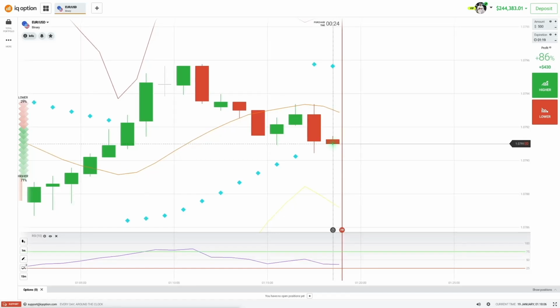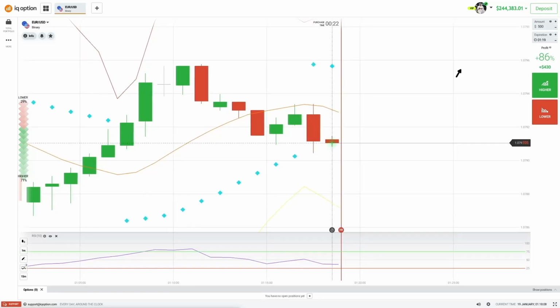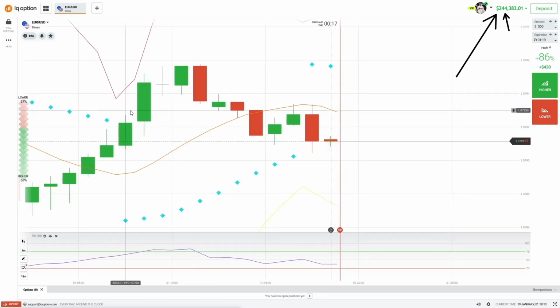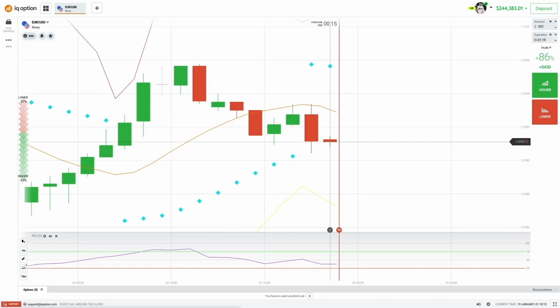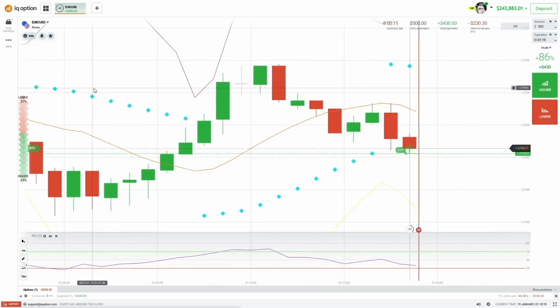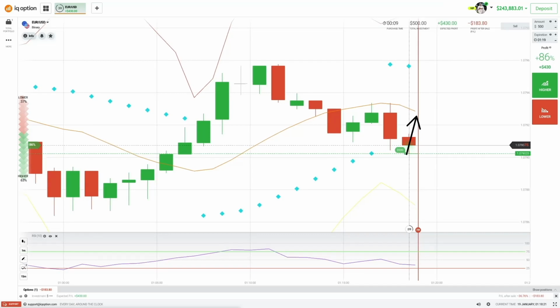Please, iqoption, don't delete my account. I know it's against the law, against your policy to share my balance. So, all right, let me open my position first. So this one is going up 100%. This one is 100% going up.